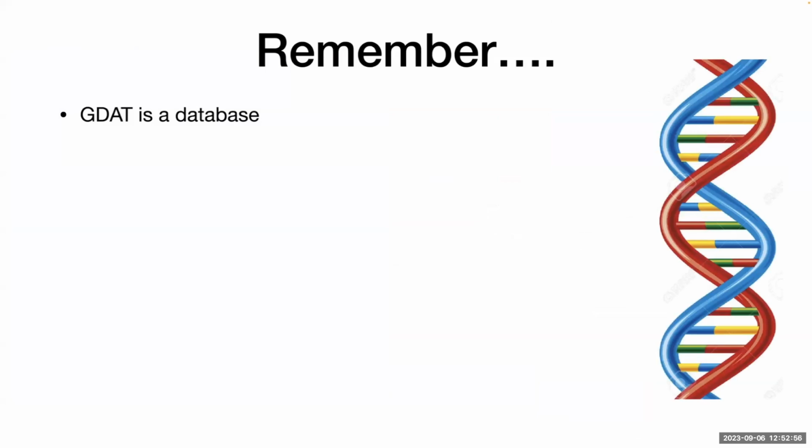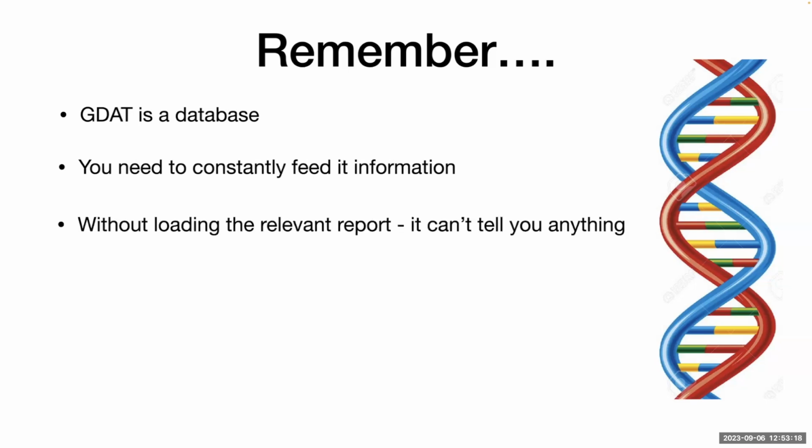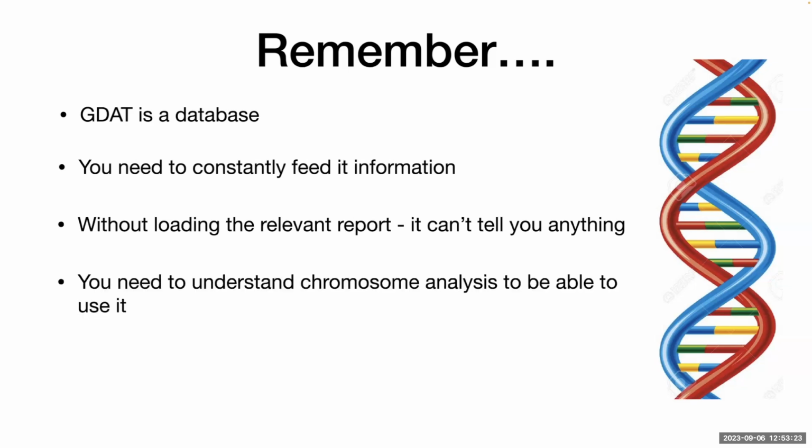So just in finishing up, I just want to say that GDAT is a database and it's only as good as what you put into it. It can't give you miracle answers if you don't take the time to load it up with information. And you've got to constantly feed it. You've got to constantly feed its genetic data as well as pedigree data. And if you don't load the right report, it can't tell you anything. Now, to do the actual genetic analysis, you really need to understand chromosome analysis in overlapping segments, in common with, and triangulation. Otherwise, you'll have difficulty.